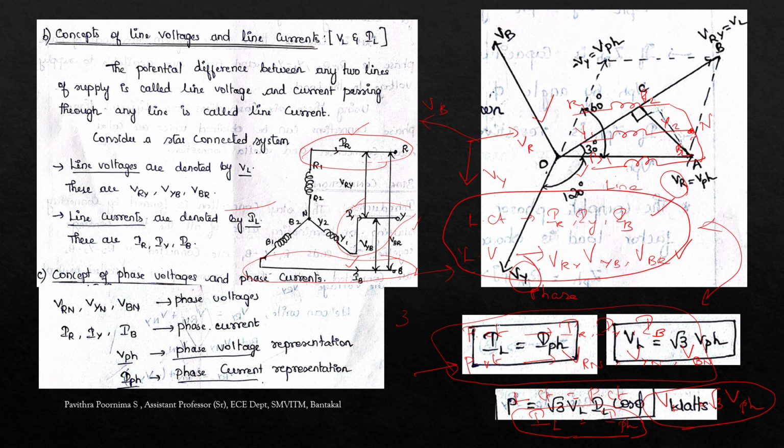And even the power is there. In a single phase, power is VL IL cos phi. Here in three phase, it is root 3 VL IL cos phi, and the unit is watts.